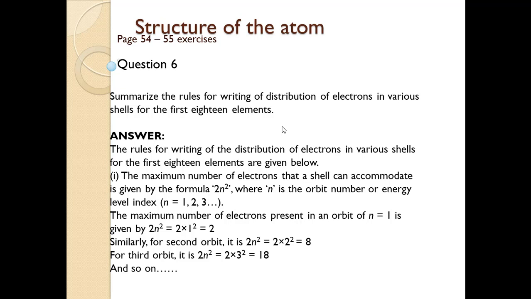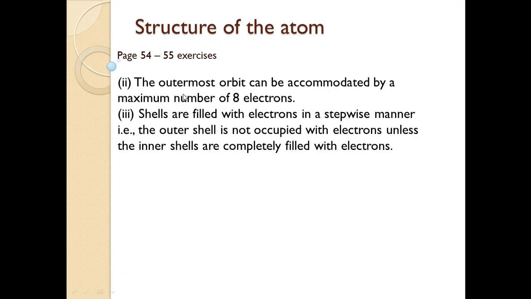In the second shell, how many electrons can be accommodated? In the second shell, n will become 2. So 2 into 2 square, 8 electrons. And in the third orbit, 2 into n square, n will become 3. So 2 into 3 square, 18. And so on, we can calculate. Rule number 2 is that the outermost orbit can be accommodated by a maximum of 8 electrons.